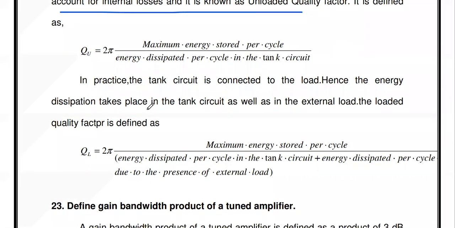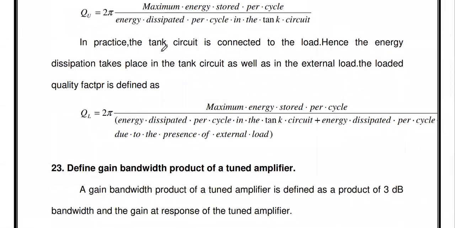Loaded Q means that in practice the tank circuit is connected as a load to some circuit. Usually the tank circuit or resonating circuit is used as a load in a tuned amplifier. At that time the energy dissipation takes place in the tank circuit as well as in the external load. The quality factor of such a tank circuit is called the loaded quality factor.